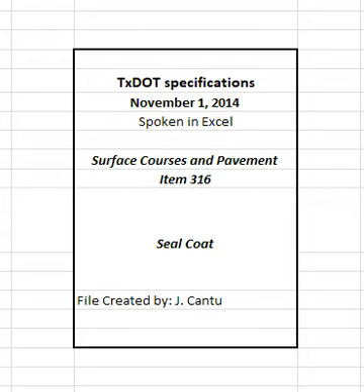Item 316. Seal code. 1. Description. Construct a surface treatment consisting of one or more applications of a single layer of asphalt material covered with a single layer of aggregate. 2. Materials. Furnish materials of the type and grade shown on the plans in accordance with the following.